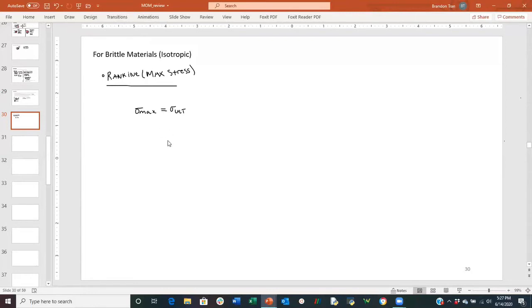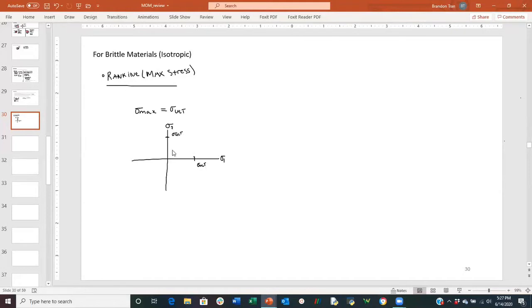So if you look at the principal axes for a 2D element, for principal stresses in the 1 and 2 directions, what that would typically mean is that if the 2 or the 1 direction experiences sigma ultimate, the material fractures.